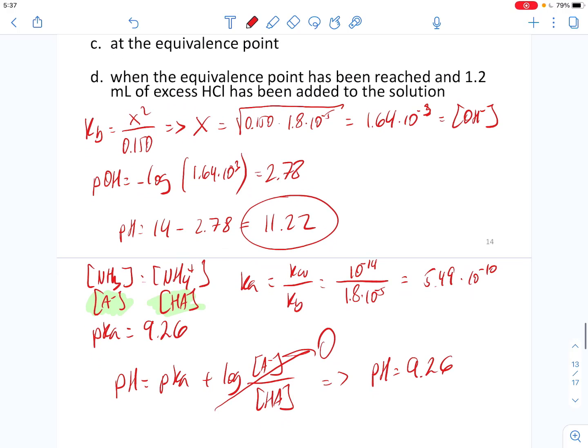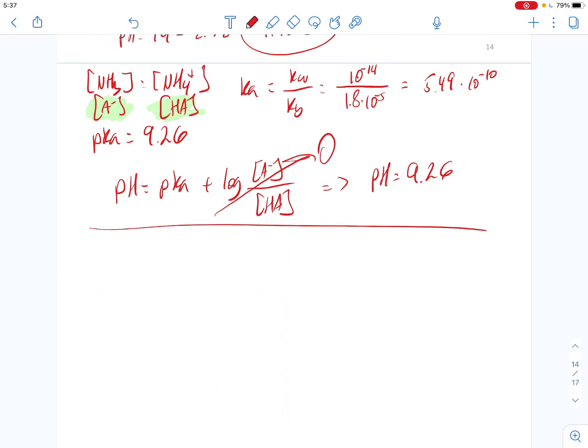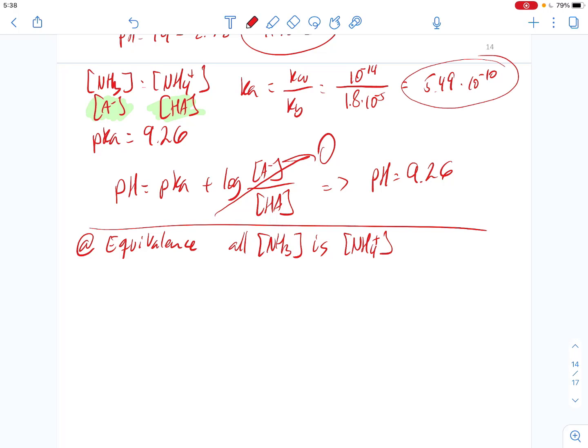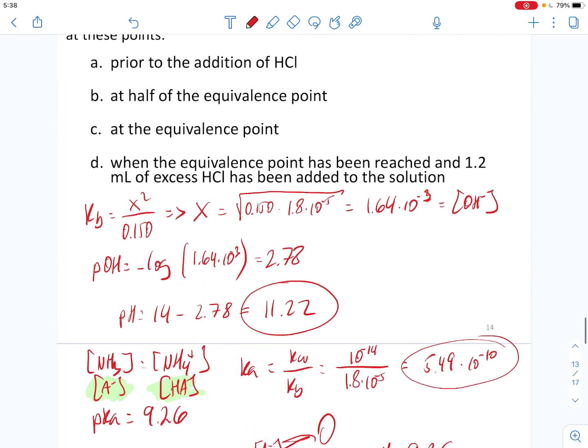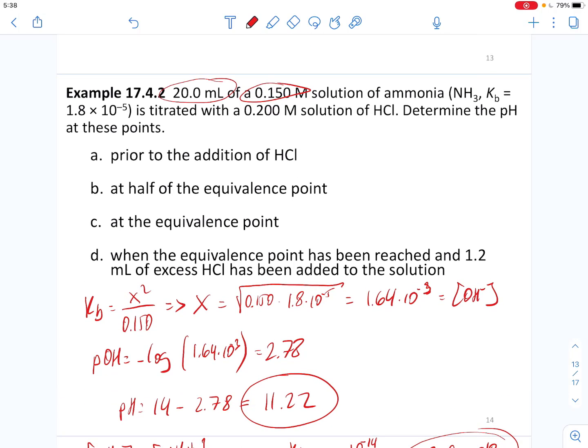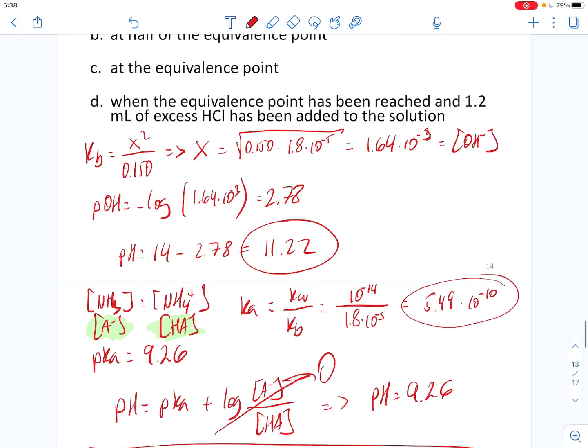Now at the equivalence point, all NH3 is now NH4+. So we already have the Ka here, but we need to determine what the concentration is, because you started with 20 mLs, and you need to know how much HCl you needed to add. So let's calculate that.